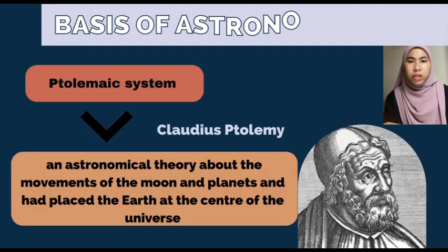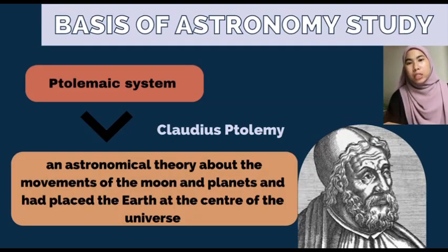The basis of the achievement in astronomy that the Muslim scholars made is mostly based on the Ptolemaic system. This was created by Claudius Ptolemy, and it is an astronomical theory about the movement of the moon and the planets, which placed the Earth at the center of the universe. So this system is the basis for the development by Muslim scholars in astronomy.